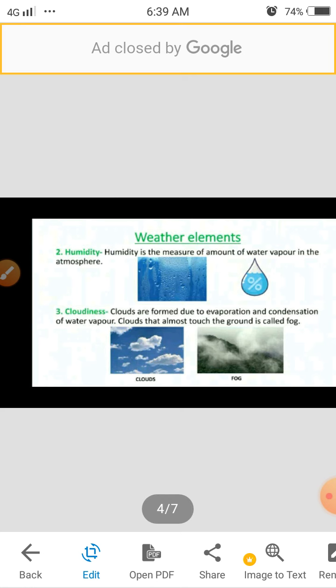Cloudiness. Clouds are formed due to evaporation and condensation of water vapors. So before we discuss the cloud, we have to discuss the evaporation and condensation. What is the evaporation and condensation?